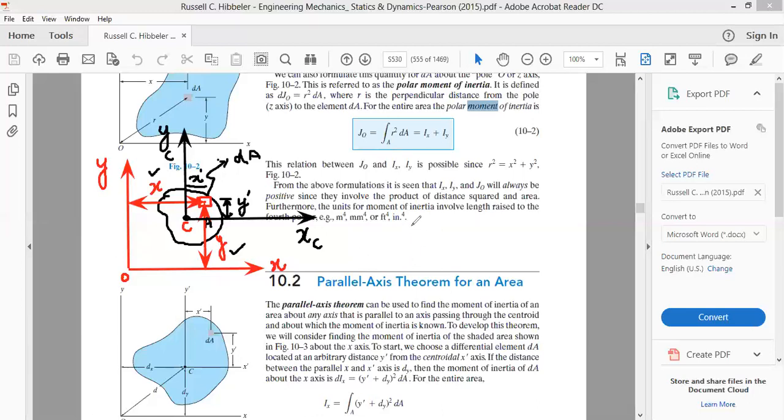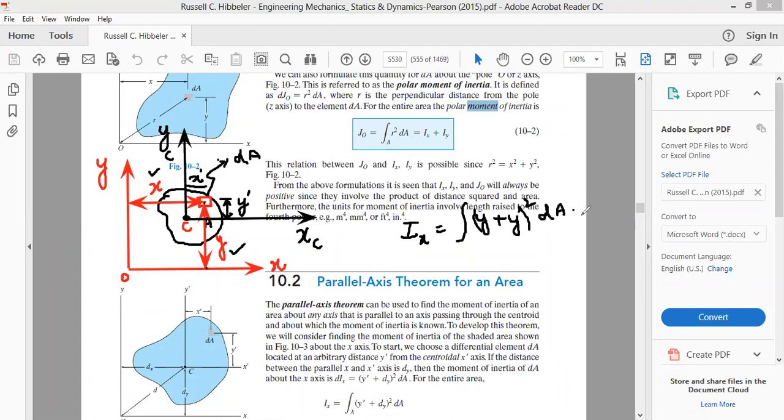Therefore, we can write the moment of inertia. Let's take first x, the moment of inertia about x-axis is equal to the integral of the distance of the centroid of the small element from this x-axis. That's equal to how much? y plus y prime, that is (y plus y prime) square dA.